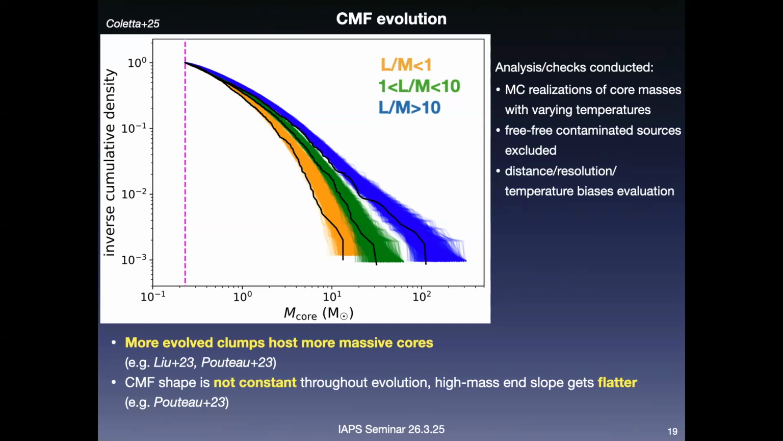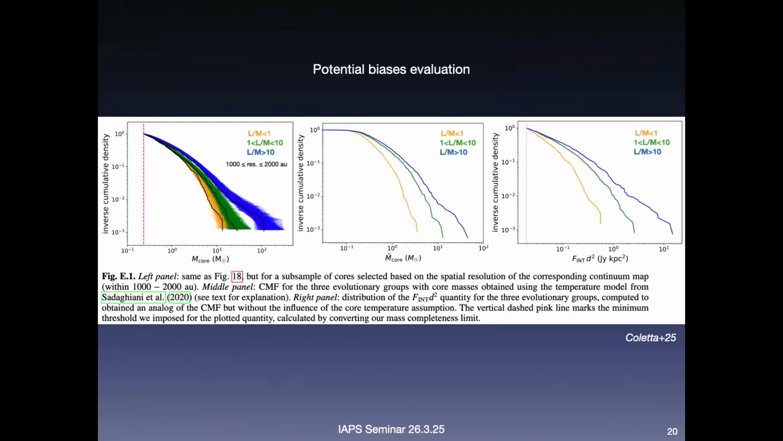In terms of resolution and other temperature effects, we did these other checks that I show here. So in the first plot, we reduced the sample even more to a sample which had a spatial resolution between 1000 and 2000 AU, so consistent within a factor 2, to see if some lower resolution cases could bring higher masses and so modify the tail of the core mass functions. So in the first case, we also see that basically the result is still there, even applying this cut to the core catalog.